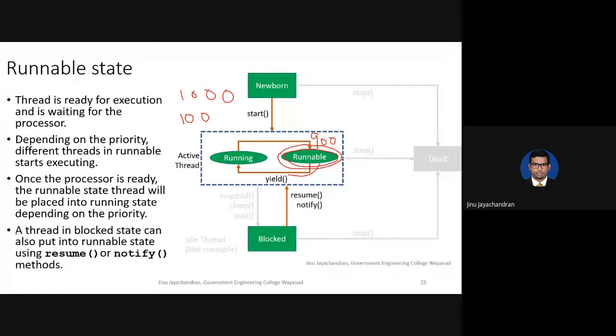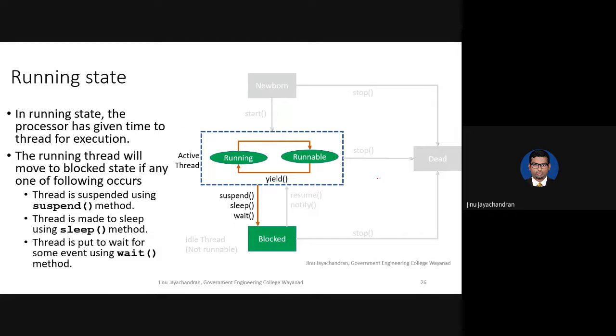It is possible that some threads which are in the blocked state, which we will see in the future slides, can also come to the runnable state. We'll see an instance of how that happens. So this is the runnable state, and next is the running state. This is where the actual action is happening. Here, the thread is actually running.